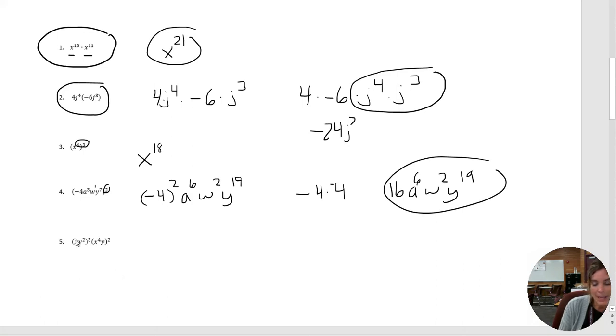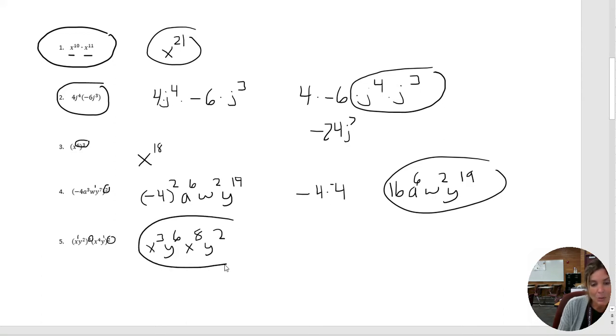Okay, and then on the next one, we have x to the first, y to the second, raised to the third, and then x to the fourth, y to the first, raised to the second. So let's start with distributing this 3. So x to the 3, y to the 6th. Okay, now we're going to distribute this 2, which becomes x to the 8th, y to the 2nd.